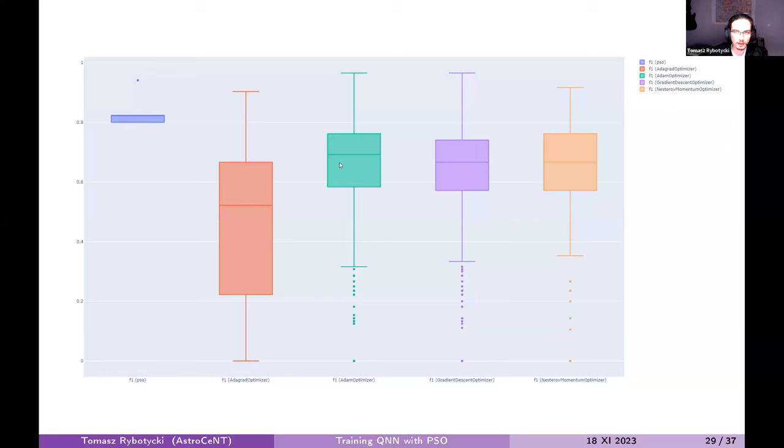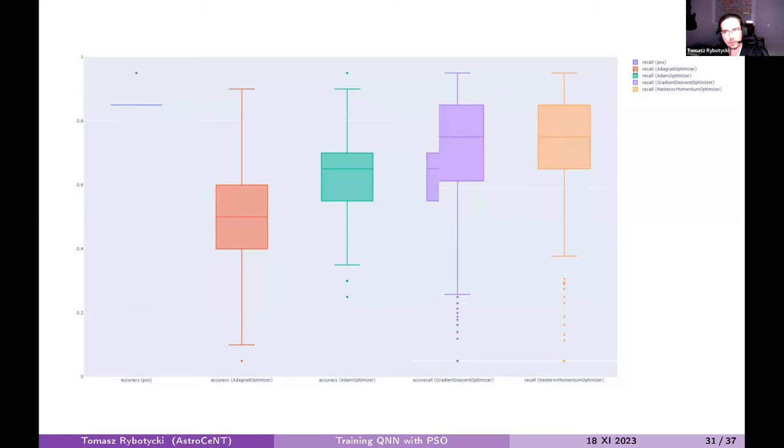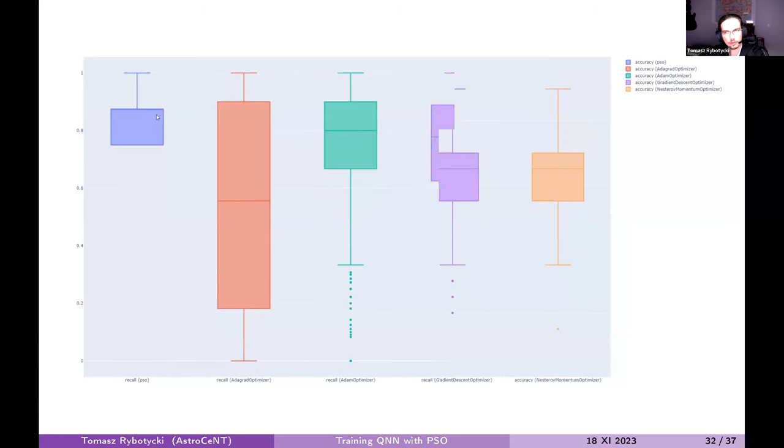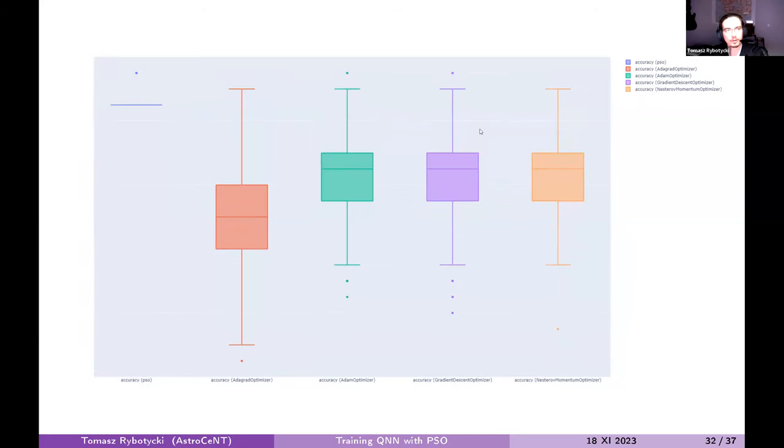As you can see, the PSO outperforms all the other optimizers, so the gradient-based ones. And it does so for basically every figure of merit here. So for the accuracy, for the recall, and for the precision. Like, okay, you can argue that there are some precisions achieved by the gradient stuff, okay, but you will probably see why on the next slide, because there is the cost comparison.